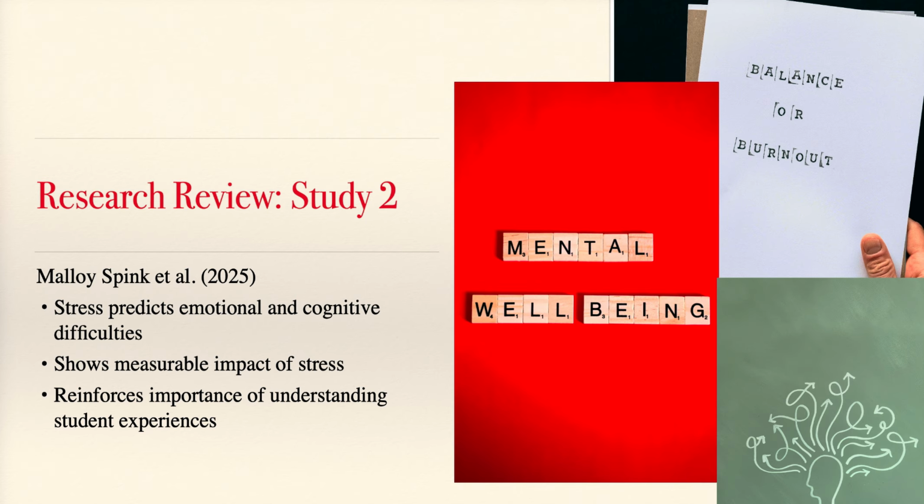Slide 7. The second study is by Malloy-Spink et al. They examined how different forms of stress affect college students' mental health and found that both short-term and long-term stress are linked to emotional difficulties. Students who reported higher stress levels also reported more problems with daily functioning. This study shows that stress has measurable effects on students' well-being and supports the idea that stress may also influence cognitive functioning. Together, these two studies complement each other by showing both the emotional and functional consequences of stress, which strengthens the rationale for exploring students' subjective interpretations in depth.